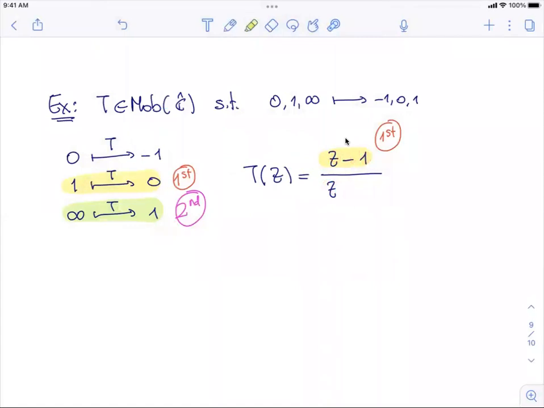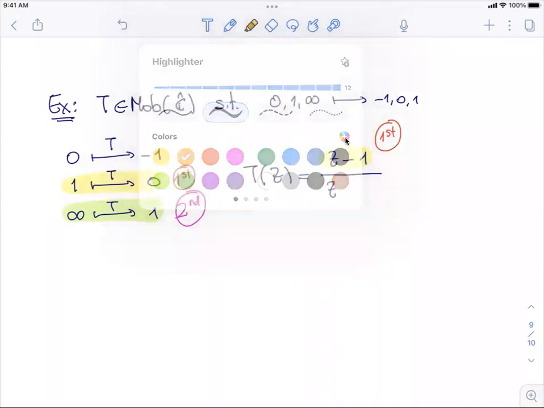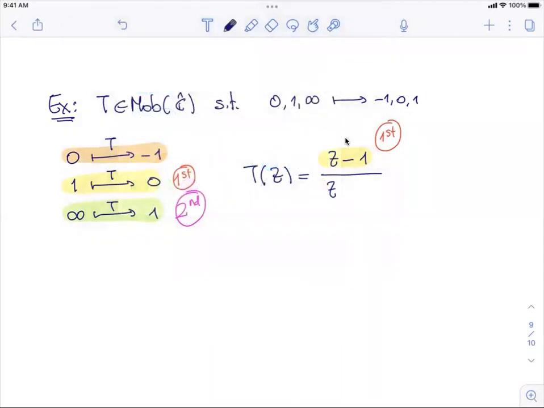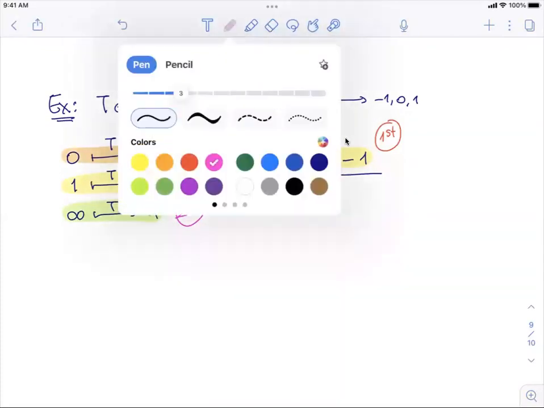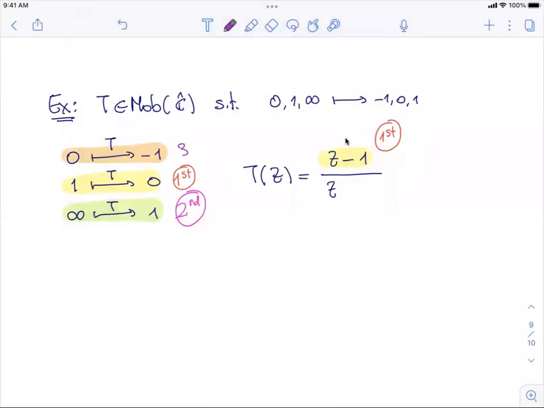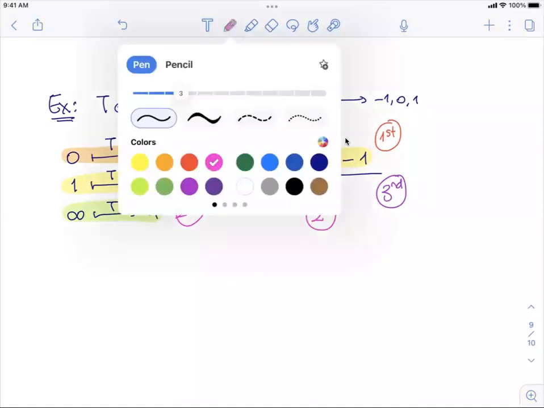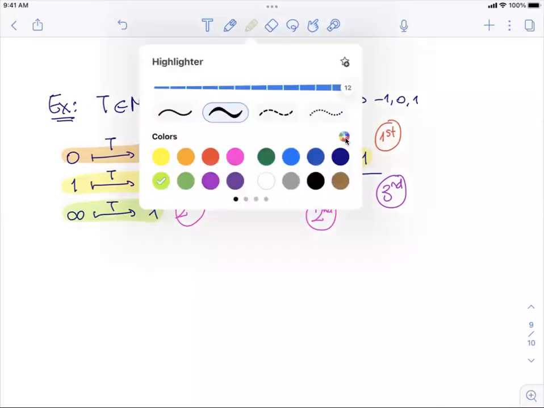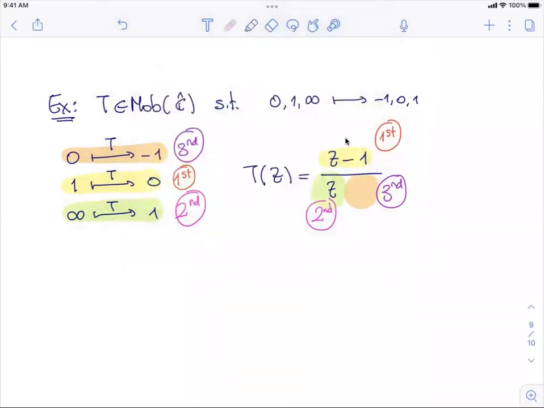And now we just need to make one last adjustment and make sure that the third point gets mapped where it should. So that's going to be the third point. This is the second. And this goes in green. And here we put the orange. I like this better color coded so that we can visually identify what is going where.